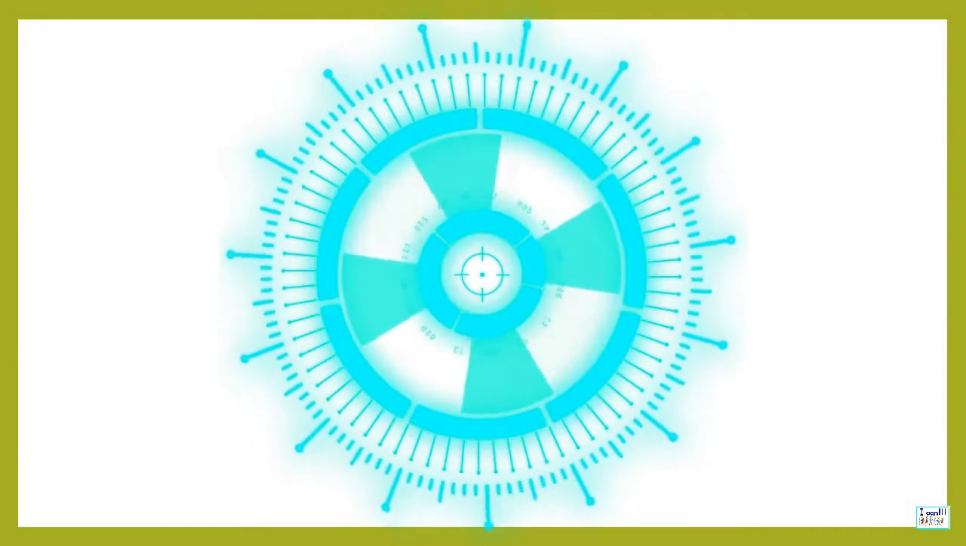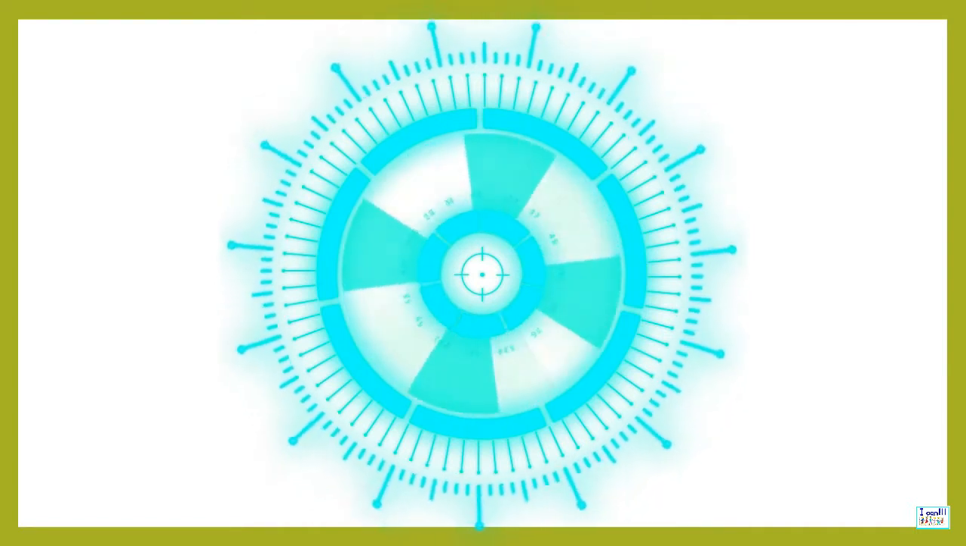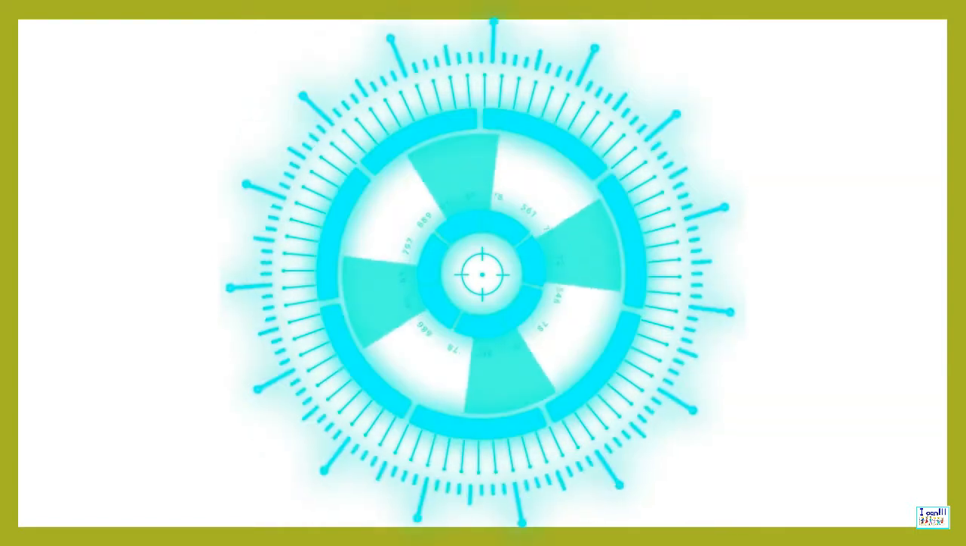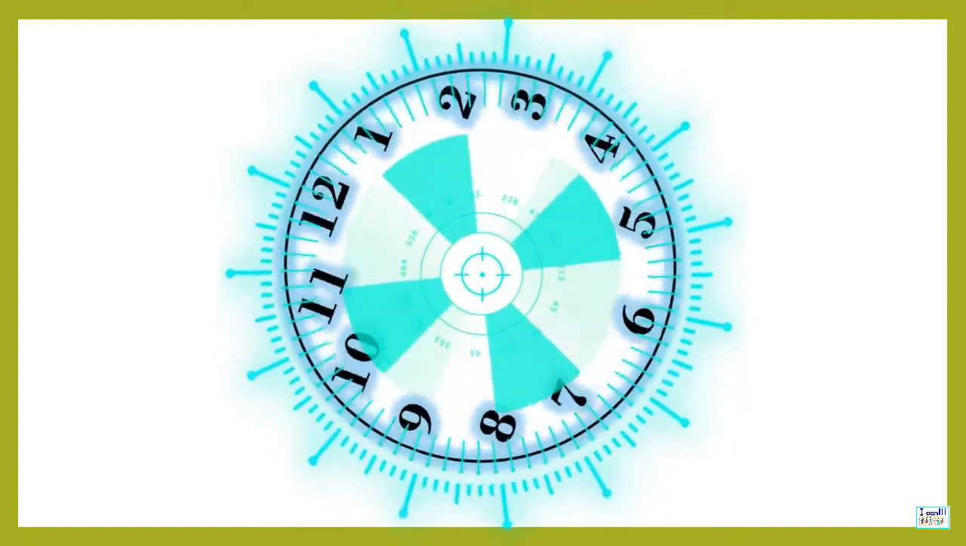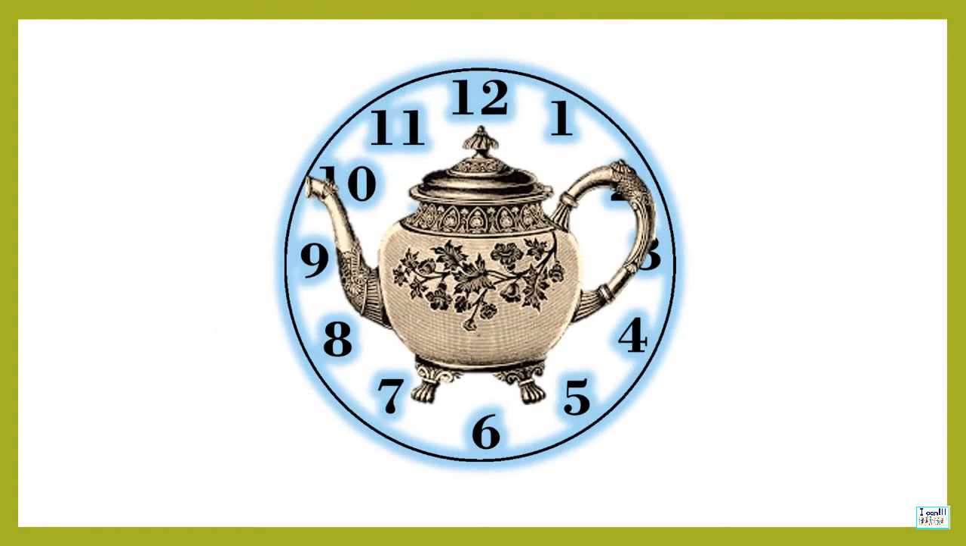Let's play a quick game to help you remember past and to. You know Analog's vintage teapot? She loves to drink tea past her bedtime. She pours it from the spout to the teacup. This is a fun way to remember past and to.